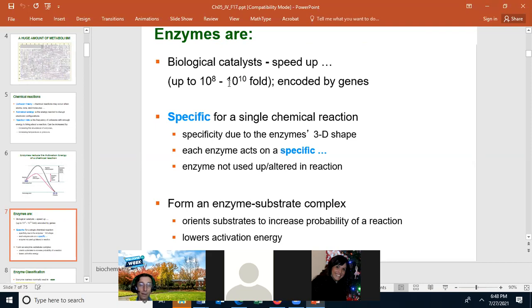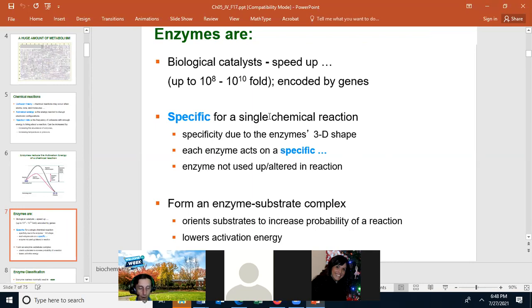Enzymes are encoded by genes, so the chemical reactions occurring in your cell are encoded by the information in your DNA. You should know that enzymes are specific for a chemical reaction. Generally speaking, one enzyme will work on one molecule to perform one chemical reaction.